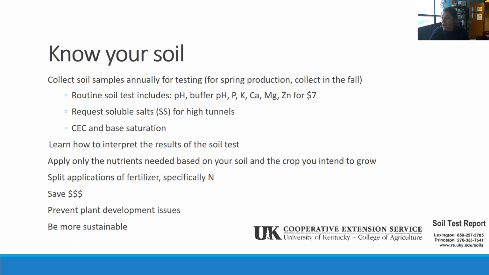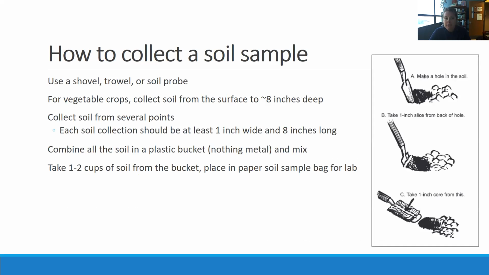So as I said, nitrogen is really mobile, and if you over apply and a hard rain comes, like we've had a lot of recently, that can get washed away and it goes somewhere. And so that's something to keep in mind. So how to collect a soil sample, right? Use a trowel or a shovel or a soil probe if you've got one.